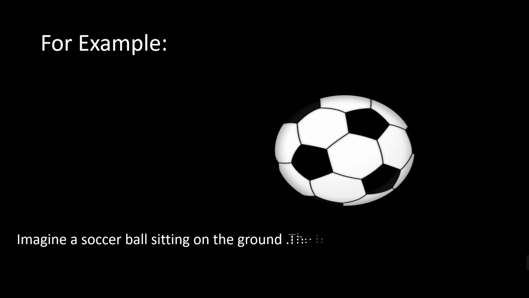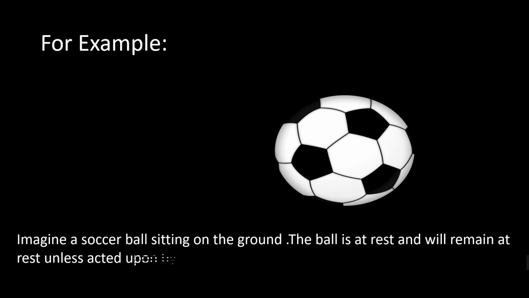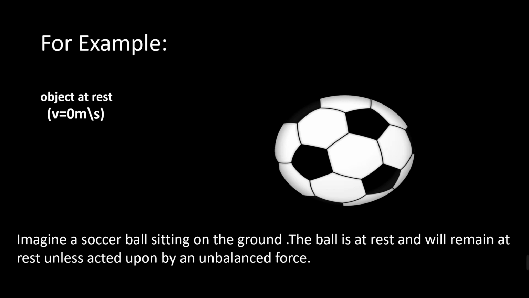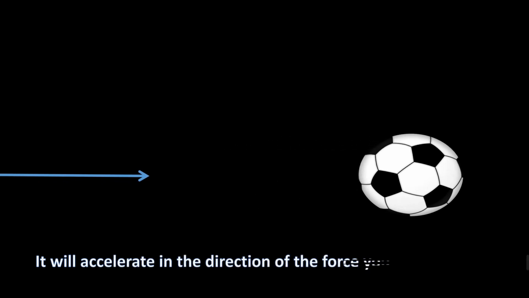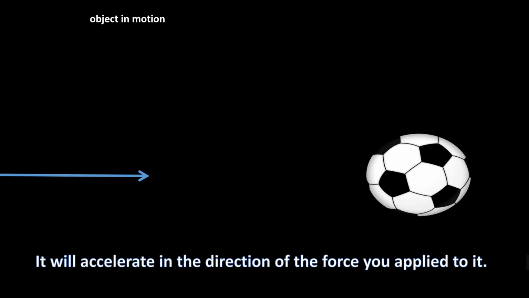For example, here is a ball. Imagine a soccer ball sitting on the ground. The ball is at rest and will remain at rest unless acted upon by an unbalanced force. Object at rest stays at rest. For example, if you kick this ball, it will accelerate in the direction of the force you applied to it. Object in motion stays in motion with the same velocity and direction.